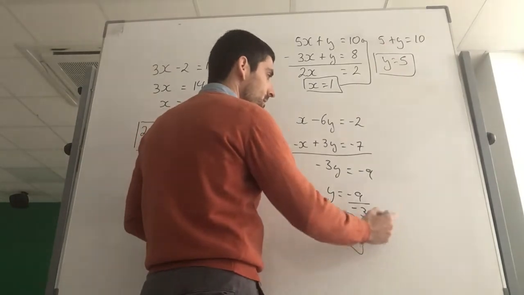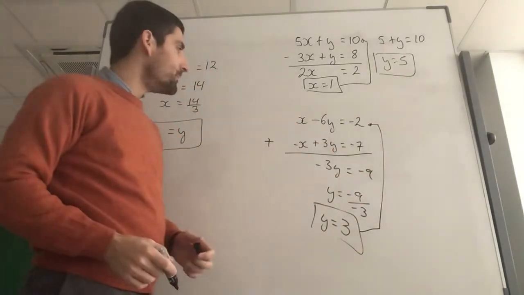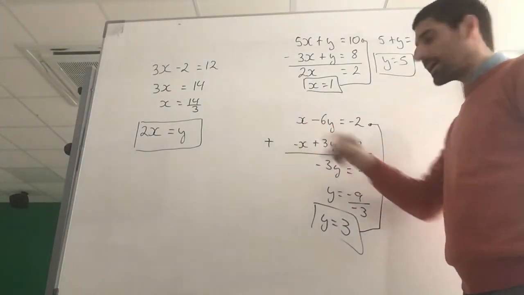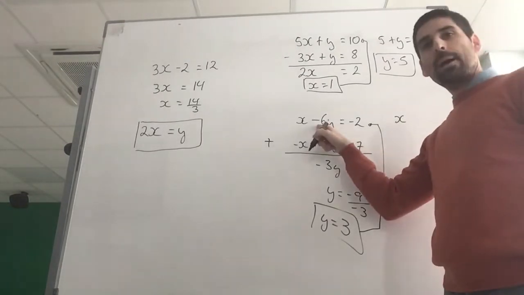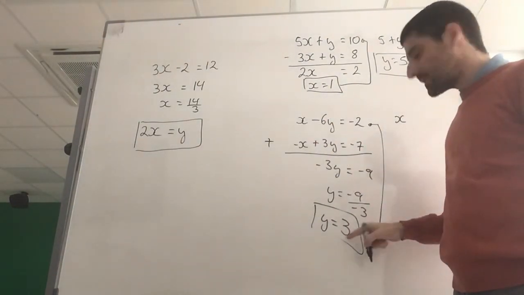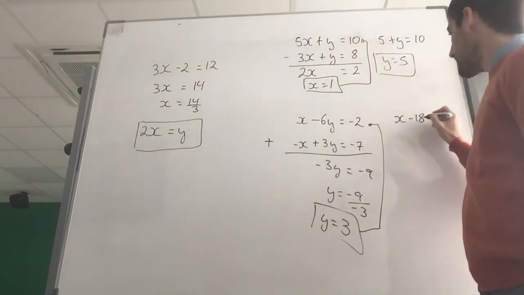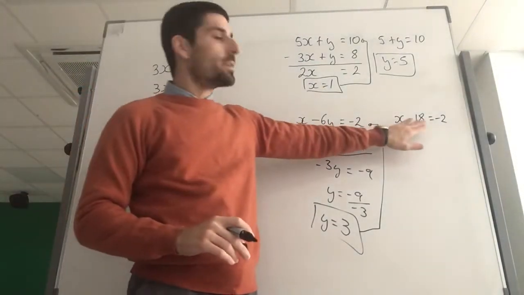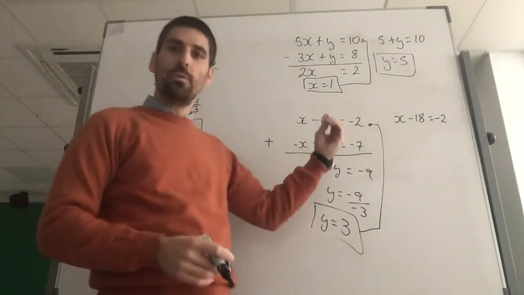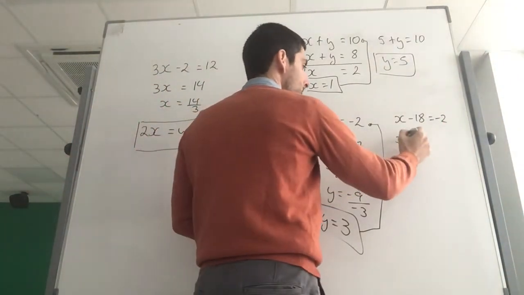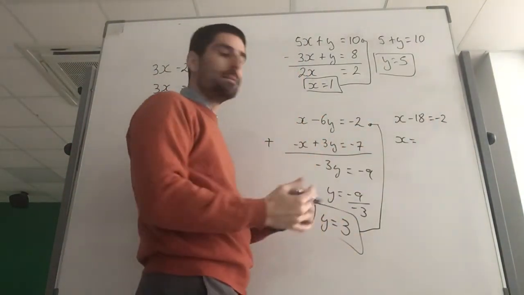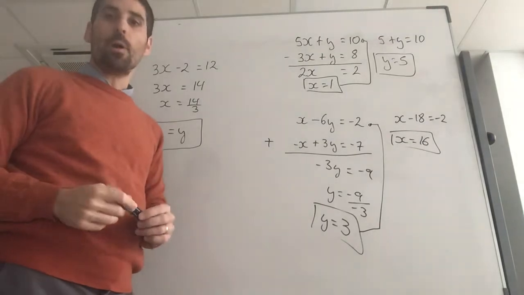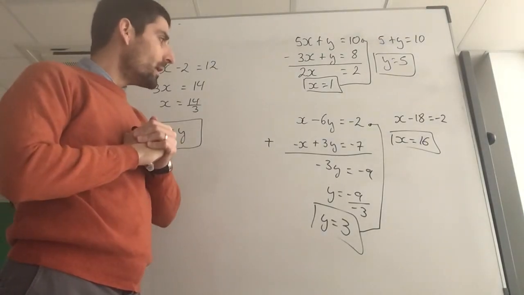So I'm going to take this and plug it into there. X is X. Minus 6y is minus 6 times 3, minus 18 equals minus 2. So x minus 18 equals minus 2. Move the minus 18 to the other side. I get 18 minus 2. X equals 16. Hopefully I've got that right.